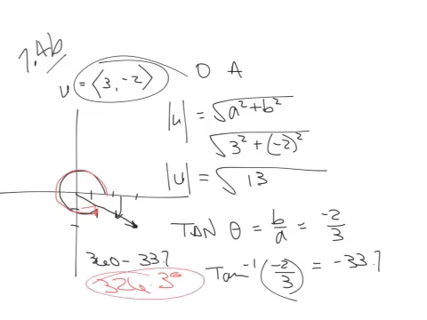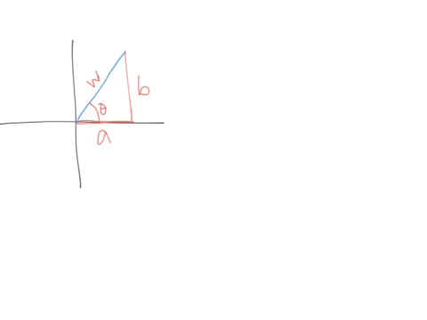326.3 degrees. So my magnitude is going to be the square root of 13, and my direction angle is going to be 326.3. Okay, so let's continue on.